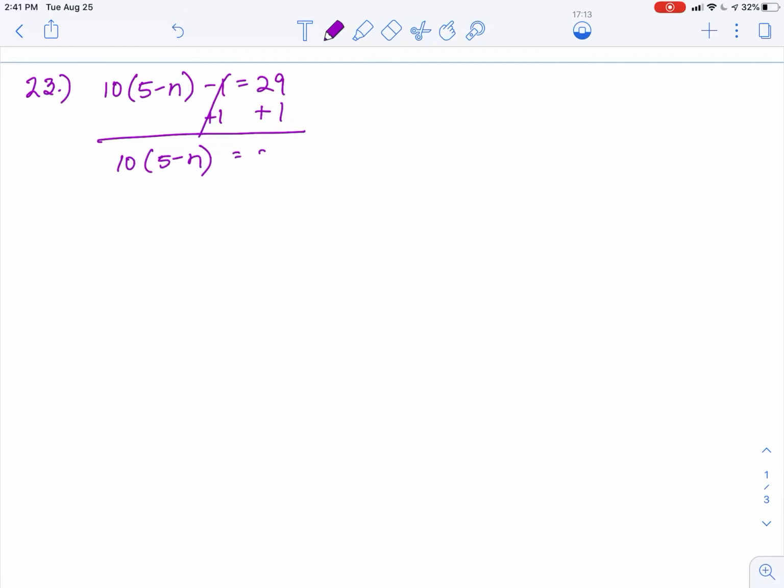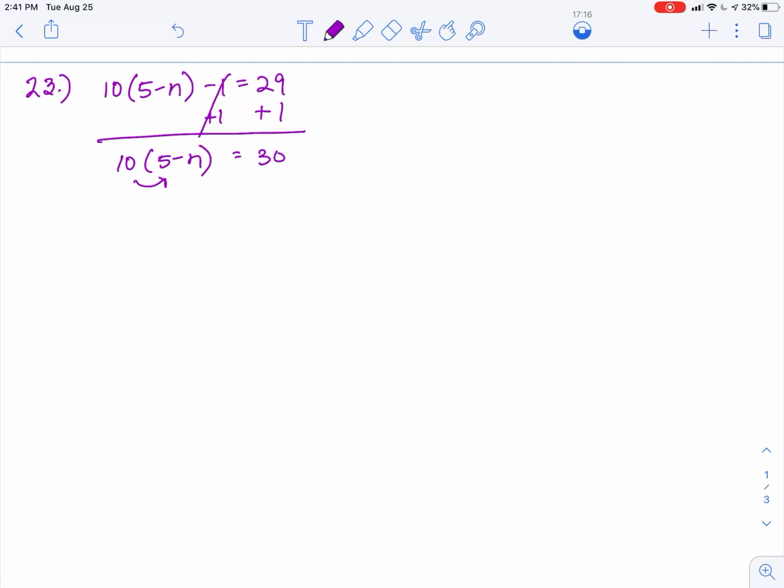Number 23, we have 10 times 5 minus n minus 1 equals 29. Okay, again, on this one, there's a couple schools of thought on this as well. I can distribute here first, which I'm going to need to distribute anyway, but I can distribute first, or I can move this 1 over here. Either way is fine. It doesn't really matter. I'm going to put the 1 to the other side first, just to kind of lighten the load on my left-hand side. So now I have 10 times 5 minus n equals 30.